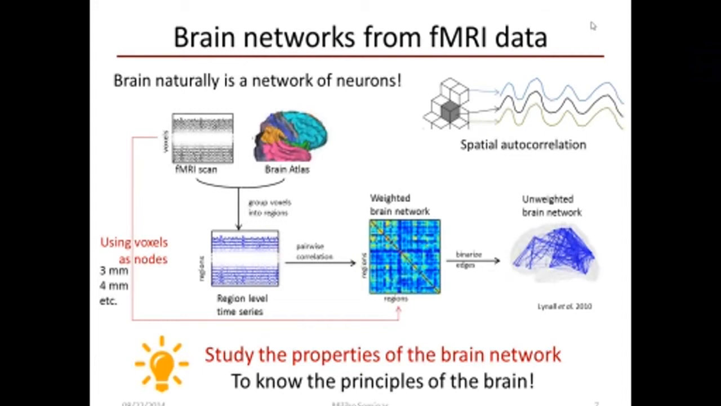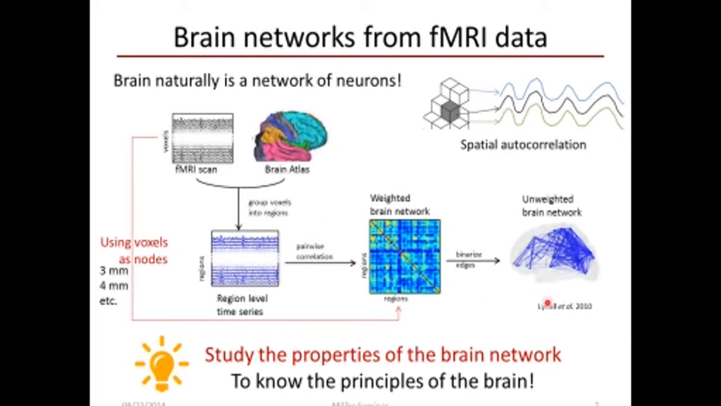So the weighted brain network can then be binarized to get a binary brain network. The way to do it is one chooses a threshold of correlation, and any connection whose strength is greater than the threshold is treated as an edge in the binary network. Otherwise, that edge is dropped. Now, this is the pipeline for constructing a brain network using a brain atlas.